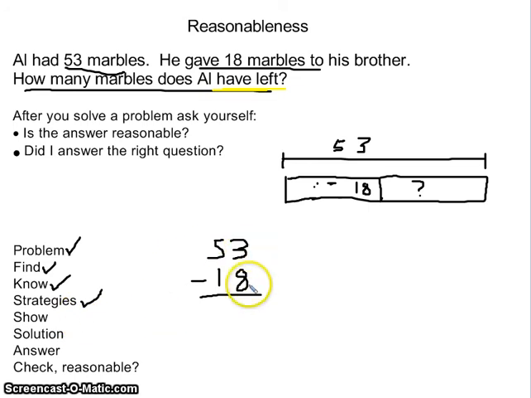3 minus 8, well, I'm going to have to regroup here and take a 10 away from the 5, so I only have 4 10s. But when I turn that 10 into 1s, I now have 13 instead of 3. 13 has enough to take away 8. So when I take away 8, okay, that should be 5. And then 4 minus 1 is 3. So my difference is 35. My solution is going to be 35 here.